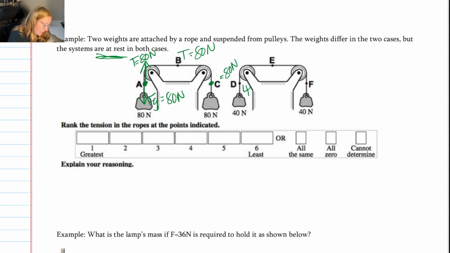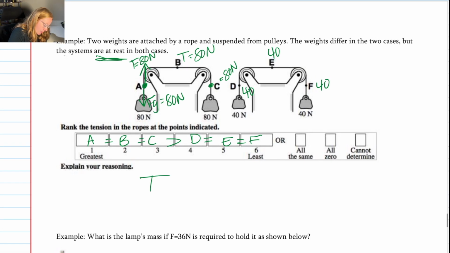Okay. For D, we have 40, F, we have 40, E should also be 40 for the same reason. It's the same rope the whole time. So if you have tension of 40 on one side and 40 on the other, then it should be 40 in the middle as well. Okay, so that means that A, B, and C are all equal and greater than D, E, and F. And then just remember that tension is the same at all points along the rope.